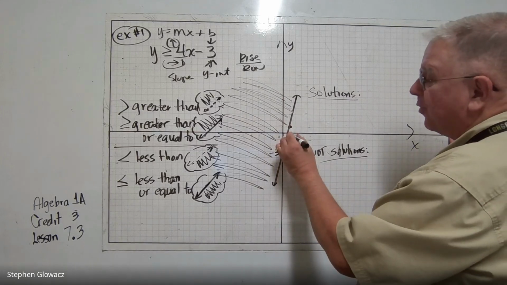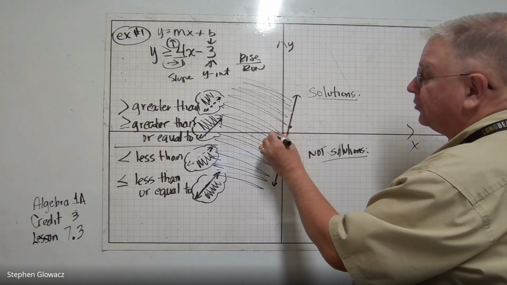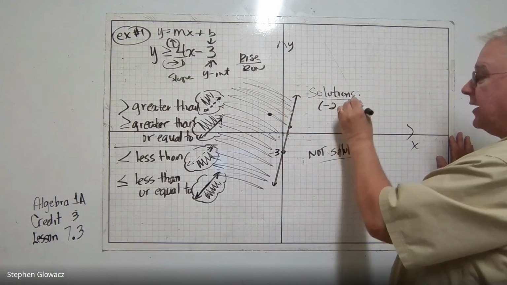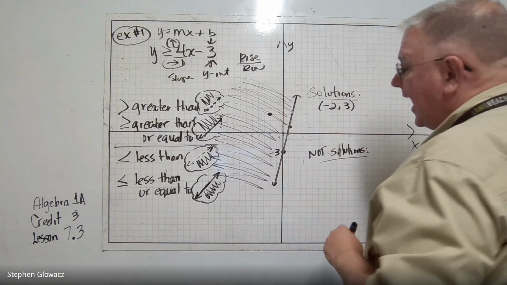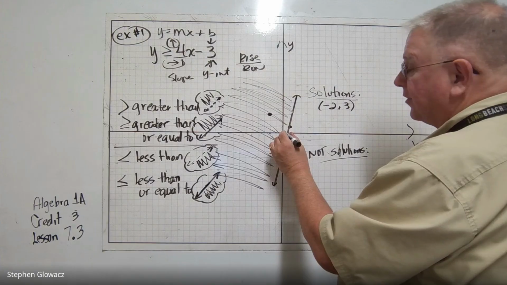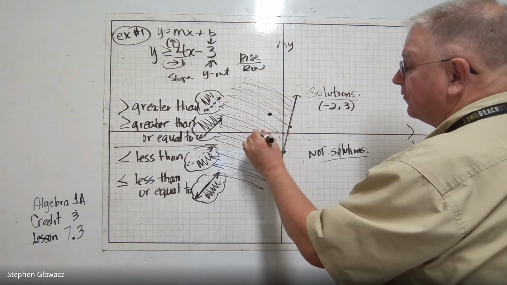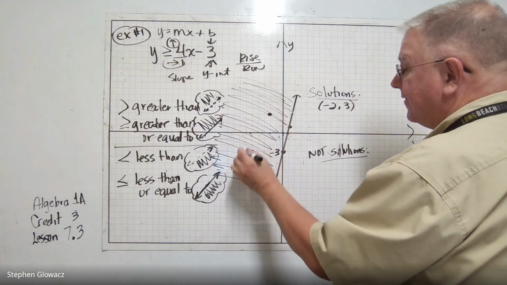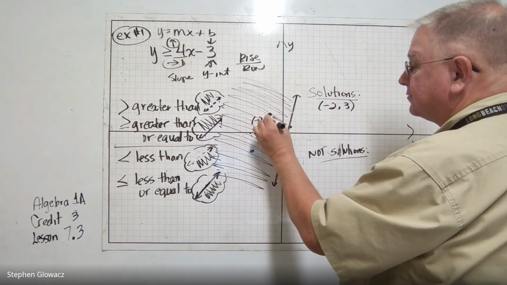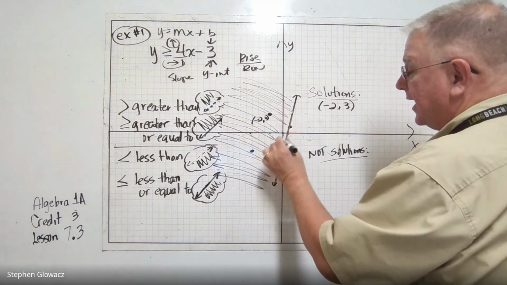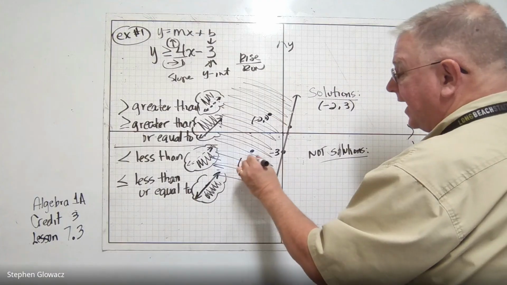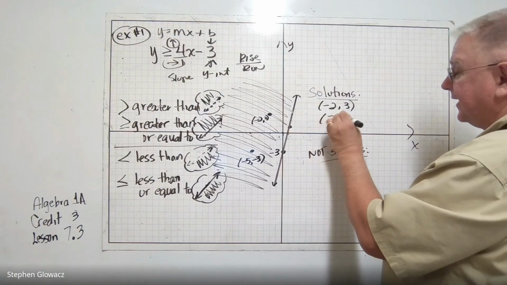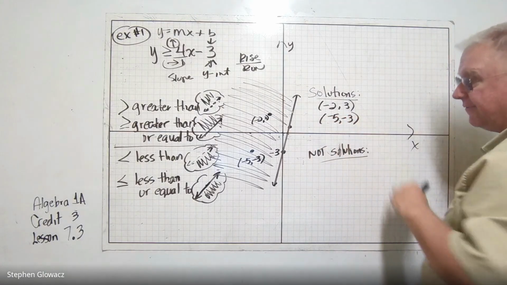So for example, from the origin, we can go 2 to the left and then 3 up. So -2 and 3 would be one example of a solution. And then let's go 5 to the left and 3 down. And let's go ahead and label these here. So this was 2 to the left, 3 up. This was 5 to the left and 3 down. And so that would be another solution because that's in the shaded region, -5, -3.